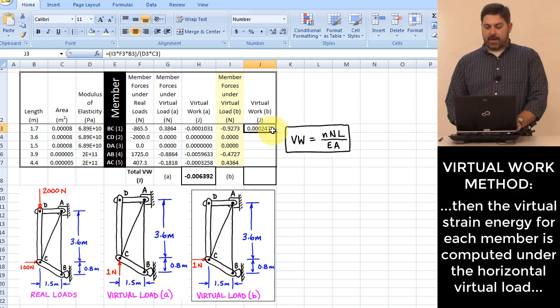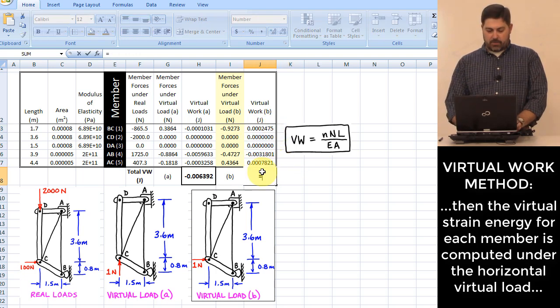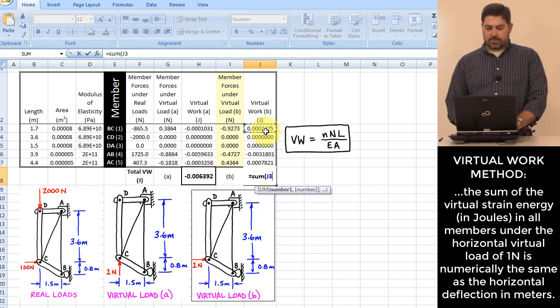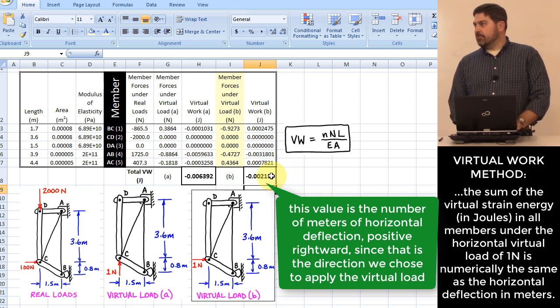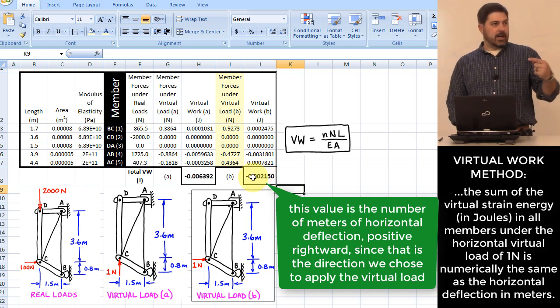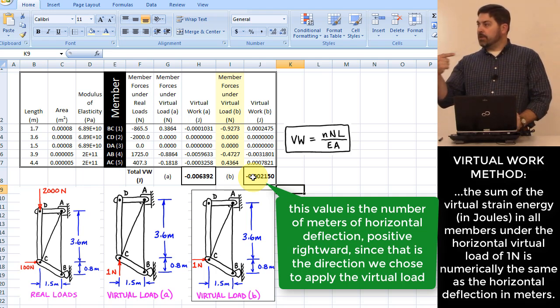And then I add all that up. So I need this for each one of the members, and then down here, I want the sum of all those values. Okay? This one also turns out to be a negative value. What does that tell me? I assumed that the virtual load went to the right, and it came out with a negative number, which says it's really moving to the left, as a result of applying the real loads that I'm putting on the structure, okay?